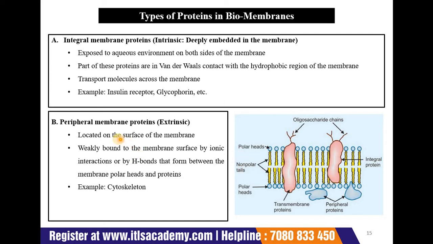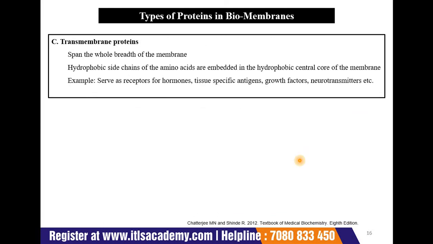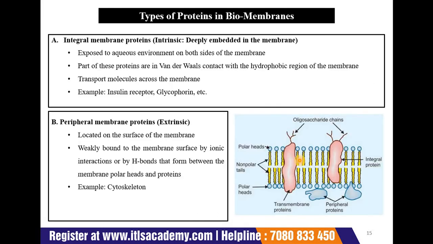Now you have peripheral membrane proteins, which are the extrinsic proteins. They are located on the surface of the membrane. So these are the peripheral proteins. They are weakly bound to the membrane surface by ionic interactions or by hydrogen bonds which form between the membrane polar heads and proteins. Example, cytoskeleton. They can also be recovered directly without disrupting the membrane.